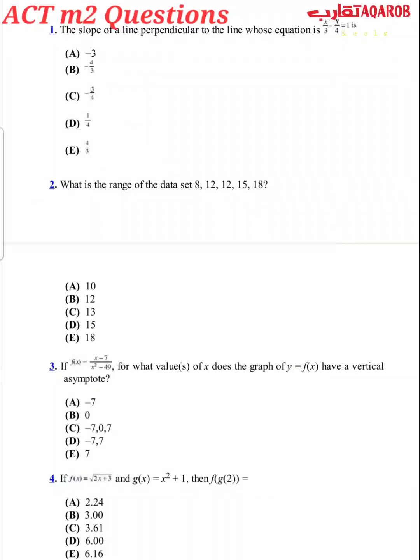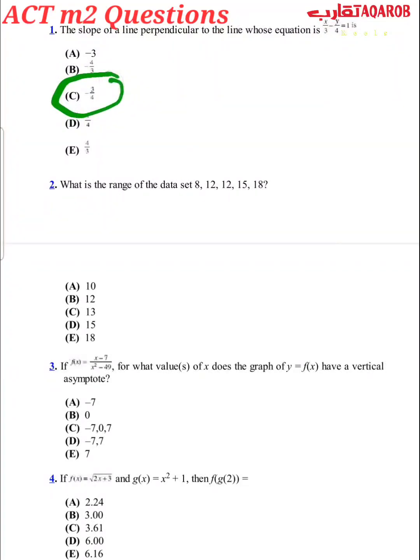Students, we will start to solve questions from past papers. The first one: the slope of a line perpendicular to the line whose equation is x over 3 minus y over 5 equals 1 is. Solve for y, separate y to get y equals 4 over 3x minus 4. Slope equals 4 over 3. The slope of a perpendicular line is the opposite reciprocal, so negative 3 over 4. So the answer here is C, negative 3 over 4.